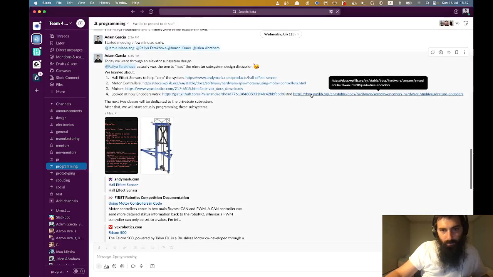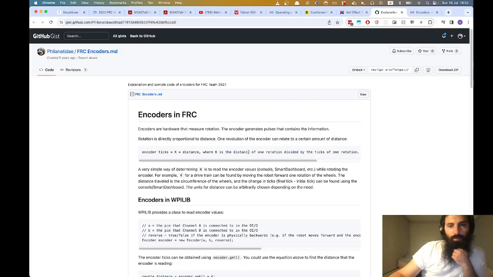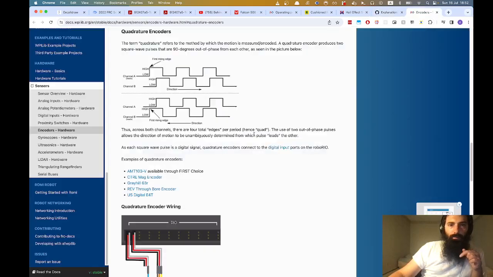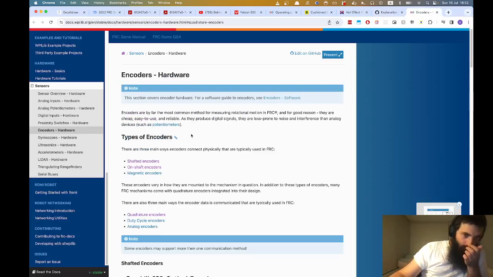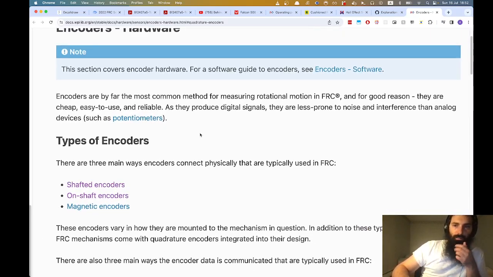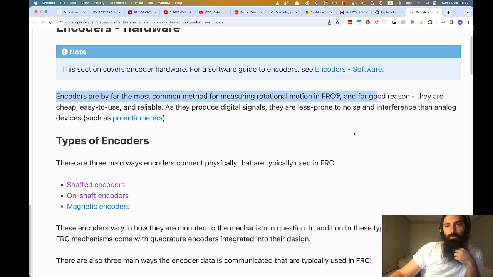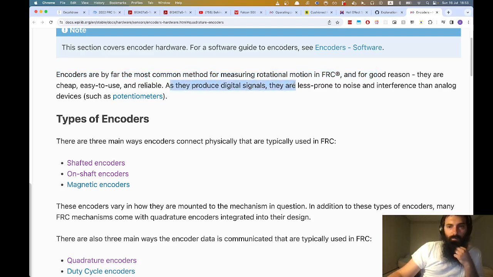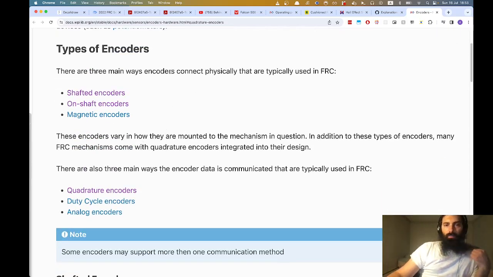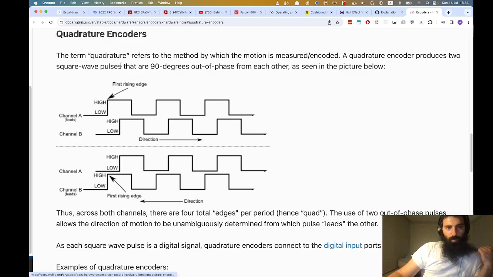Encoders, nice. Let's take a minute to explain how encoders work. The FRC documentation is great, so let's just read it. Encoders are by far the most common method for measuring rotational motion in FRC, i.e. measuring a motor. They produce digital signals, which are less prone to noise and interference than analog devices such as potentiometers. There are three main ways encoders connect physically that are typically used in FRC, and the one we really care about is a quad encoder.